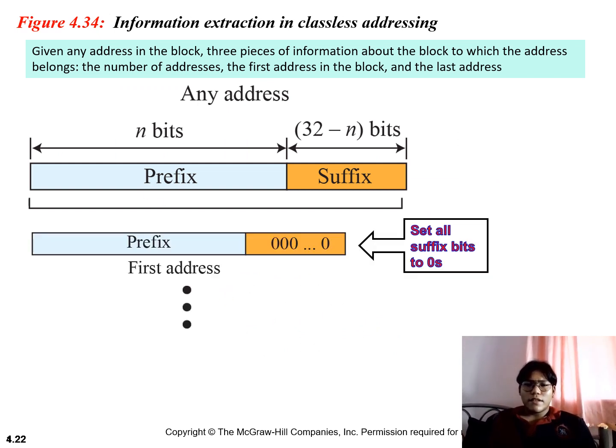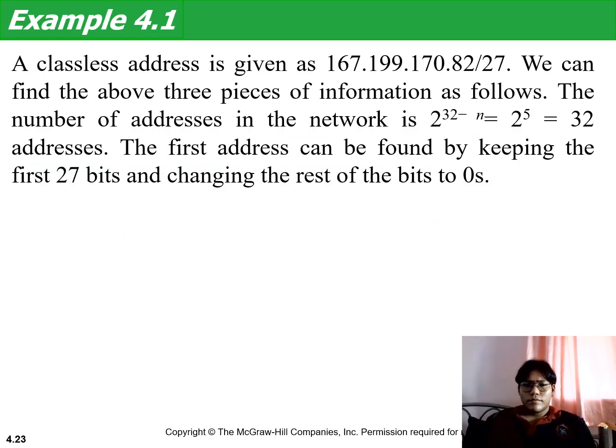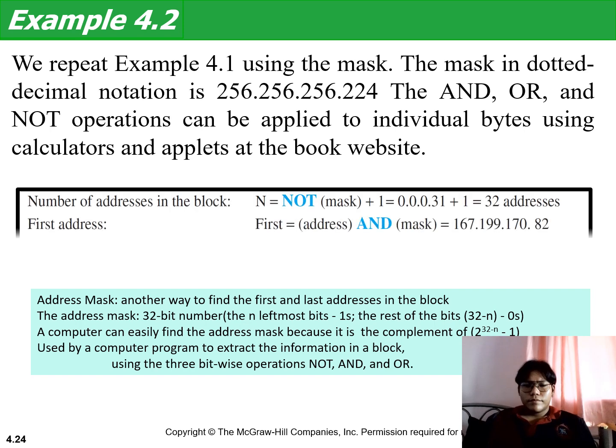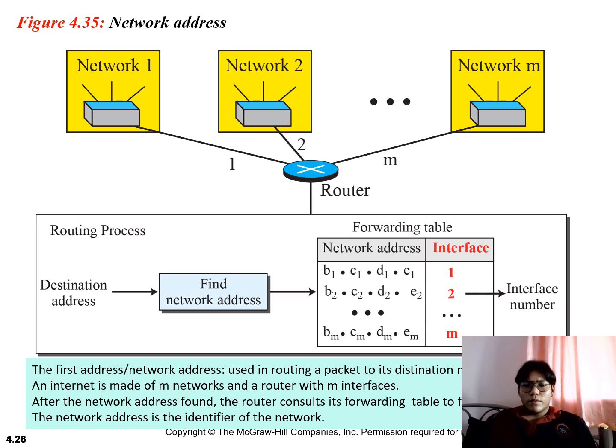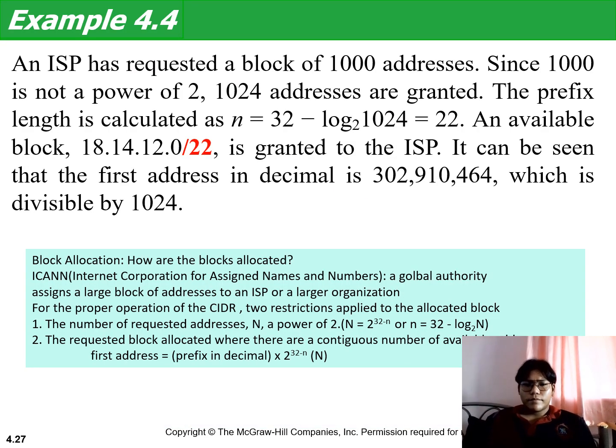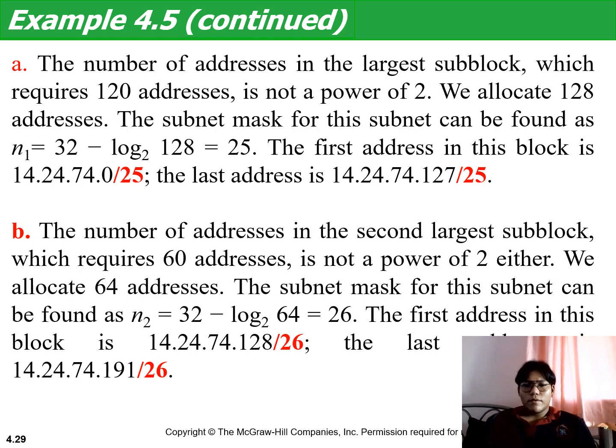Information extraction in classful addressing. Given any address in the block, we can find three pieces of information about the block to which the address belongs, including the number of addresses. So this is a network address. This is an example.